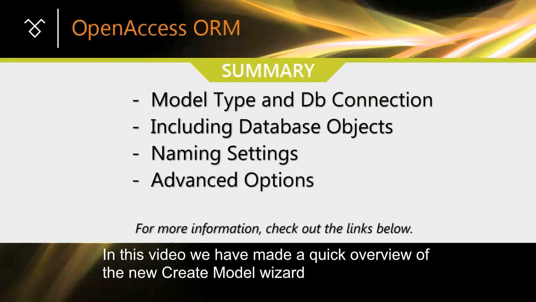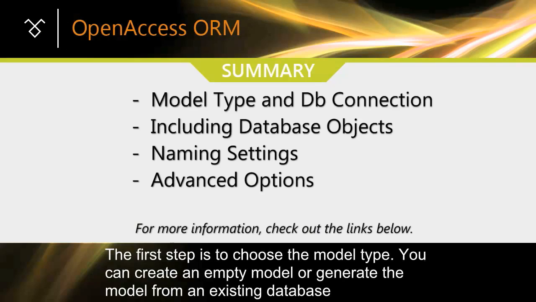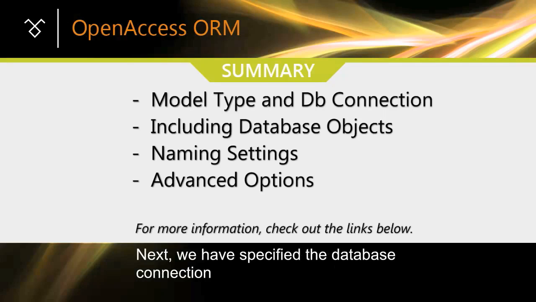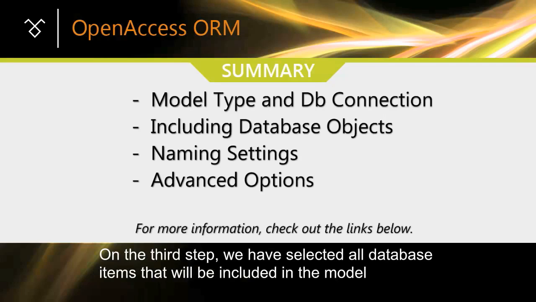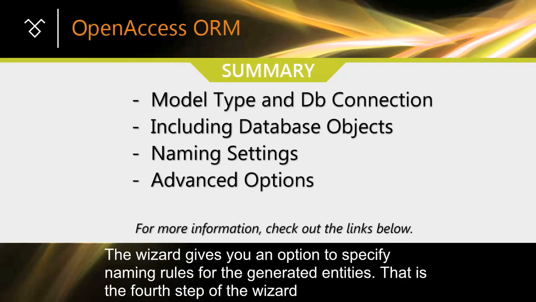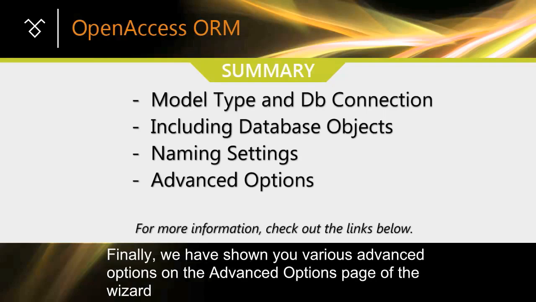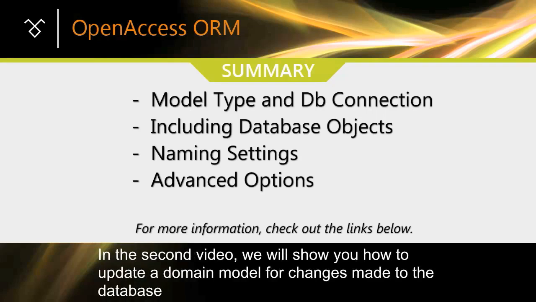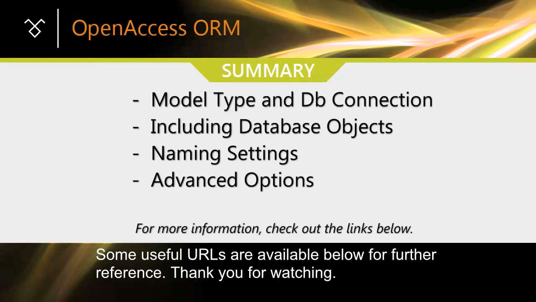In this video, we took a look at how you can get started using some of the database first features available in Telerik OpenAccess ORM. The first step was to choose our model type. Then we specified our database connection. Next, we specified all database items we wanted to include in our domain model. And then we specified some naming rules for our generated entities. Finally, we took a look at some of the advanced options. In the next video, we'll take a look at how you can update a domain model based on changes in the database. Thank you for watching.